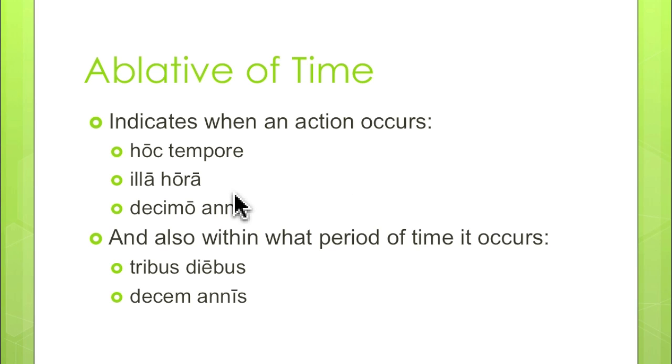However, the ablative of time can also indicate within what period of time an action occurs. Here are two examples. Tribus diebus, within 3 days, and decem annis, within 10 years. Now this may seem confusing that the ablative of time has two interpretations. But in fact, in actual practice, the context will always indicate which of these uses of the ablative of time is occurring in a given passage.